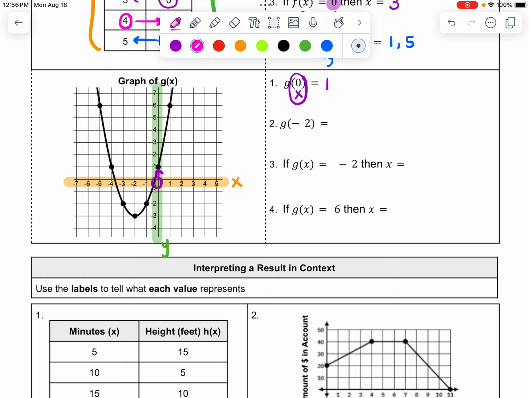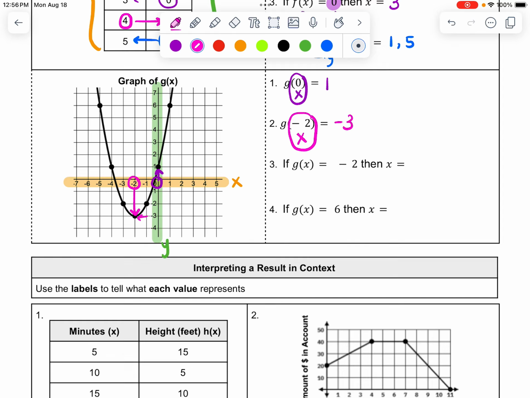For the next one, the -2 is inside the parentheses, so that's an x, which means I'm going to look for the -2 on the x-axis. Now I'm going to look up or down to figure out where the point is that lines up with that number. And the y value of that point is -3.